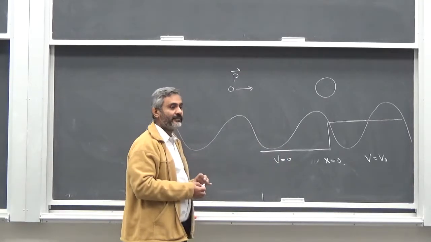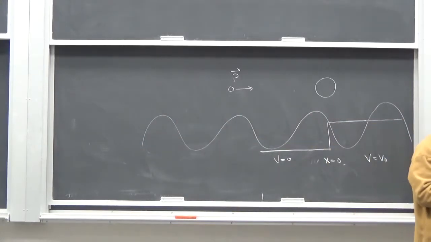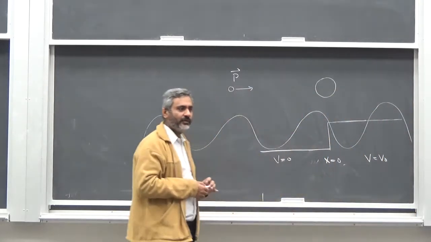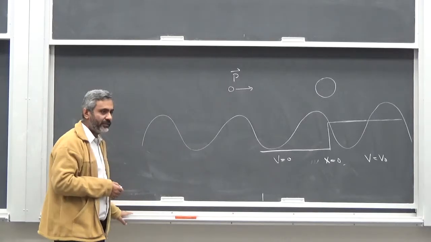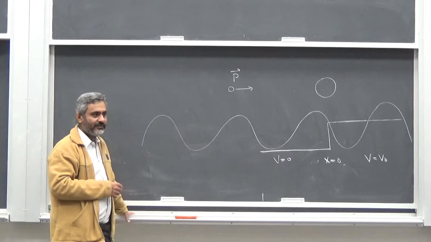So if we had an eigenbasis of position, then wouldn't we have a plane wave? Okay, good question. Then we would have a plane wave in the momentum space, but not in the position space.